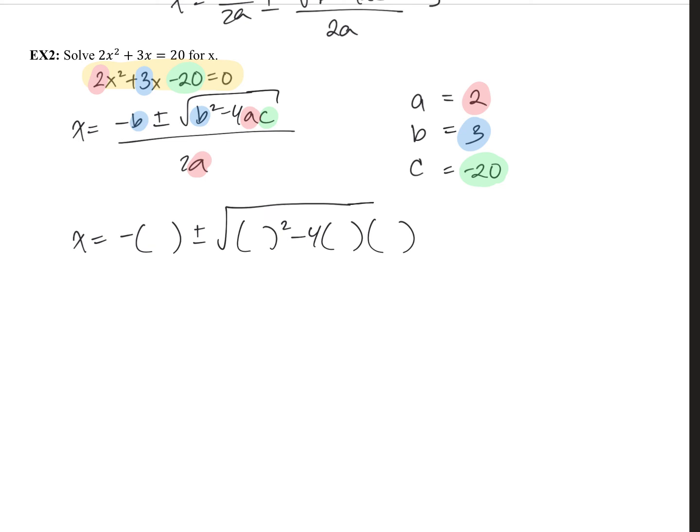I would highly suggest using parentheses when you fill this in. Why? Because if you have negatives, it can be a little complicated. So maybe b is 3, and then my a value is 2, and my c value is negative 20.